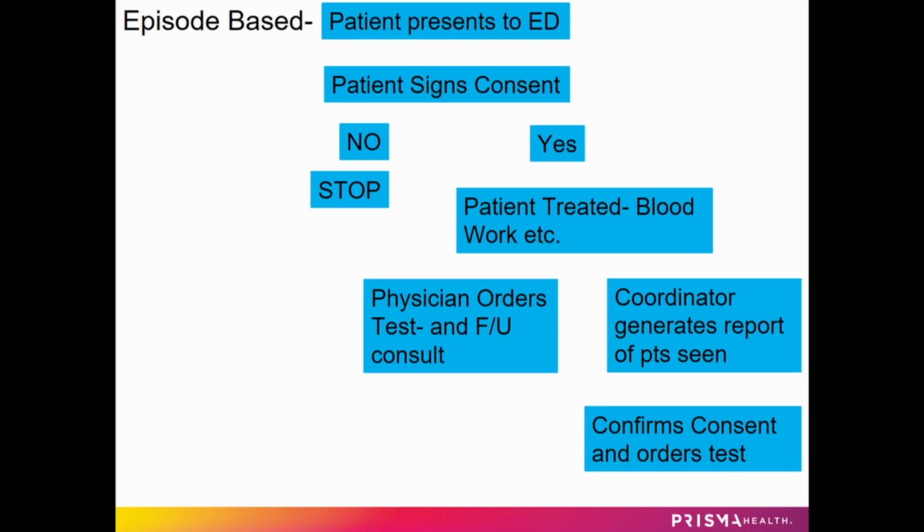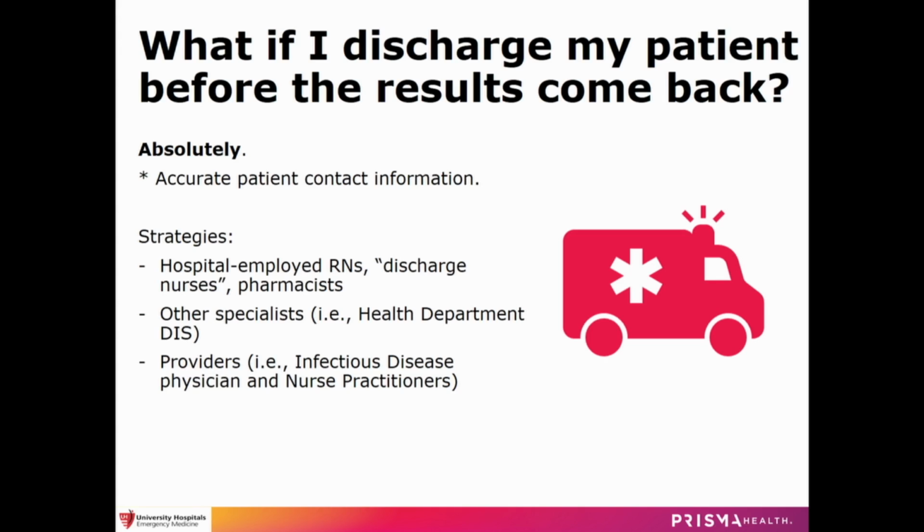The other way to go at this is episode-based, where the patient presents to the ED, you make sure their consent is signed. If it's not signed, nothing to do here. If they are signed, they were treated, there's blood in the lab. You either have your physicians order it at the time, and then they talk to the patient saying, hey, I think you have HIV, we need to talk about this. Or generate a list of who had blood in the lab, who had a consent signed, and then start ordering tests from there, and you're just confirming that the consent was signed. Okay, so different ways to talk about it, and we'll talk about the nitty-gritty on this as well.